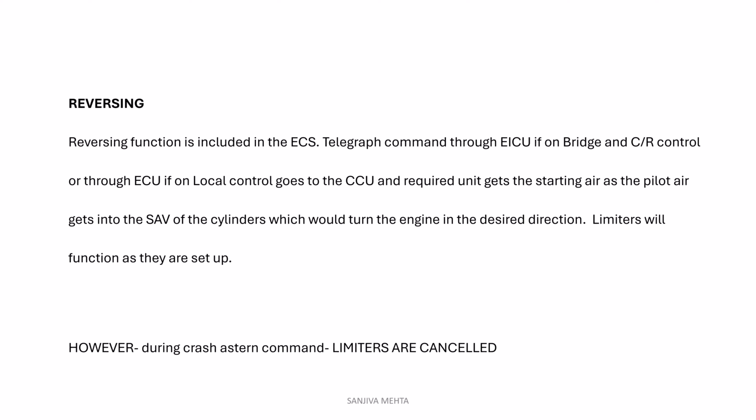If the last movement was astern, that is reversing, it will now decide which unit to send air to so that the engine will turn in the ahead direction. All right, so these are already set up in the algorithm. Of course, limiters are set up too. When the engine starts, the amount of fuel will be controlled. Start air limiter, of course, and scavenge air limiter. However, during crash astern, limiters are cancelled.